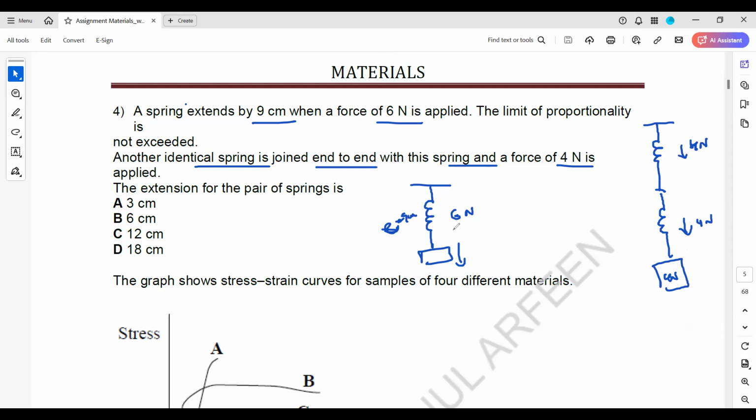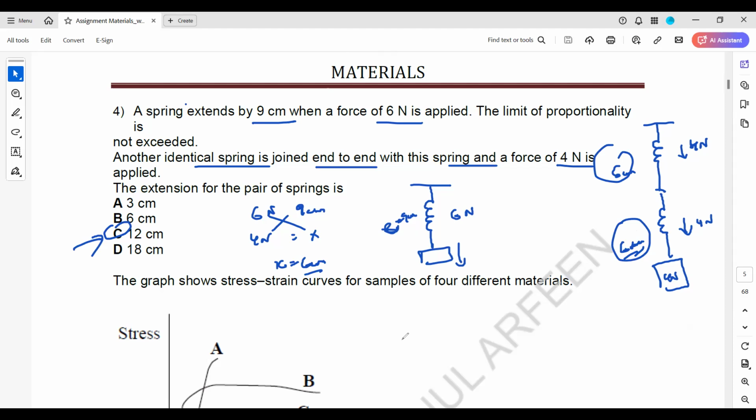So we know force and extension are directly proportional. So 6 Newton causes an extension of 9 centimeters. So 4 Newton will cause an extension of x centimeters. Cross multiply. So 4 multiplied by 9 is 36, divided by 6. So each will have an extension of 6 centimeters. So this will extend by 6 centimeters, and this will also extend by 6 centimeters. So what is the total extension of this system? The total extension will be 12 centimeters.